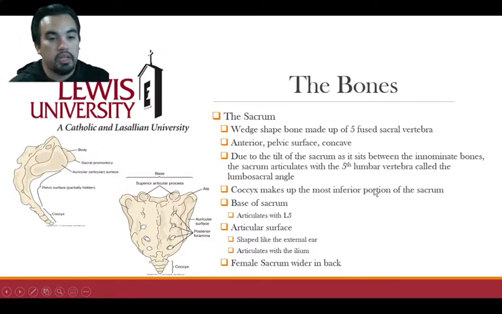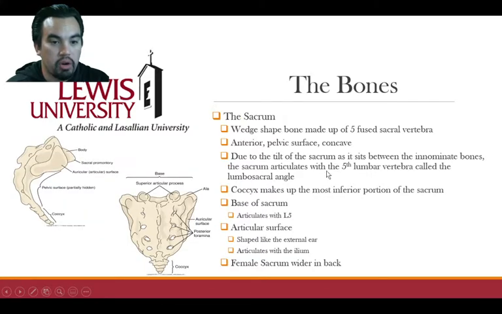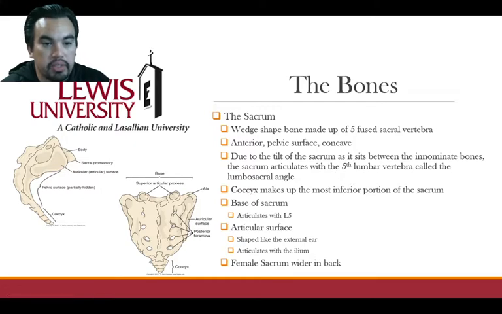So if you notice in the last slide, 3 of the 4 articulations all revolve around the sacrum. The sacrum is the wedge-shaped bone that's made of 5 fused sacral vertebrae. At birth, they are individual, but then they fuse shortly after to make the sacrum. There's an anterior and a pelvic surface, and it's a concave surface as well.